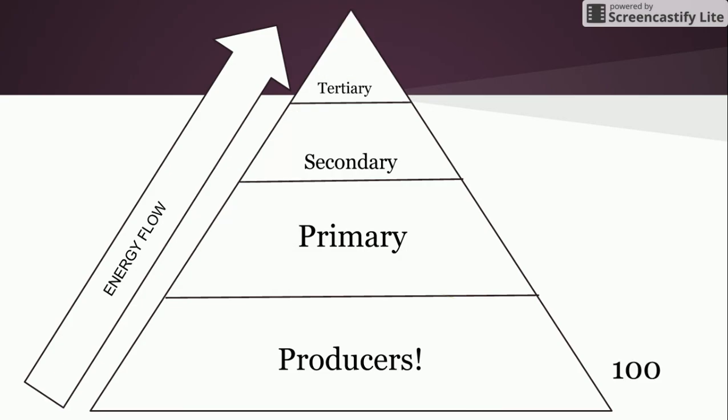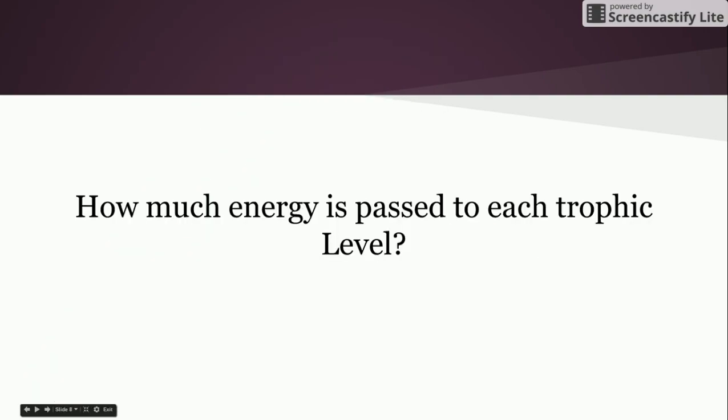So you'll notice that the producers at the bottom have, if we were to start with 100, the most amount of energy. 10% of that is just 10 for the primary consumer. The secondary consumer then only has one unit of energy because it's 10% of the 10. And then the tertiary is 0.1. What you can notice with these numbers as they move up is that each number is divided by 10 to get the next number.